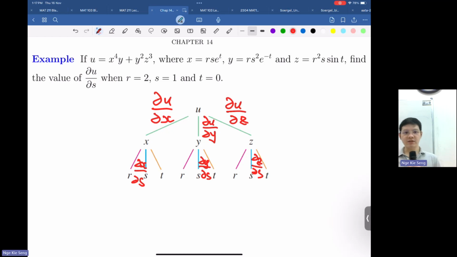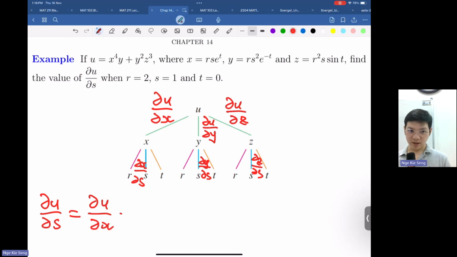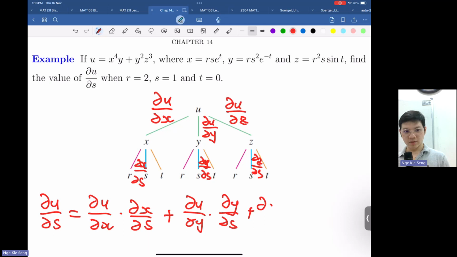So this means what? You need to add the 3 paths together and then multiply the partial derivatives along each path where they concatenate. So for example, del u over del s is the addition of 3 paths, where these 3 paths are the products of the path from x to s, y to s, and z to s. So we have del u del x times del x del s, plus del u del y times del y del s, plus del u del z times del z del s.